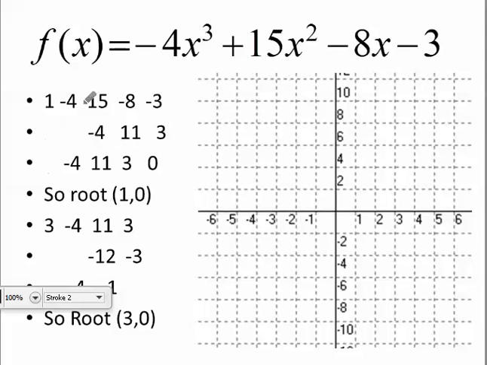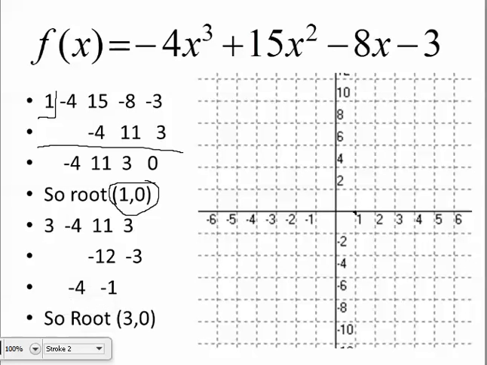So what I'm going to do is set up my synthetic division. I'm going to try 1 to begin with. I stick the number 1 in there, bring the -4 down. -4 times 1 gives me a -4. Adding down gives me 11. 11 times 1 gives me 11. 11 plus -8 gives me a 3. 3 times 1 gives me a 3. -3, 0. Ha! Root right away. 1, 0 is one of my roots. So I will have a point right there, 1, 0.